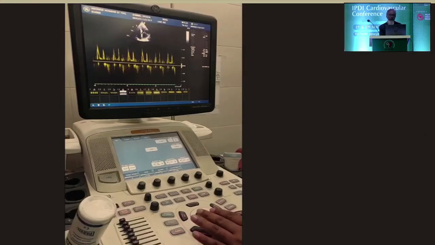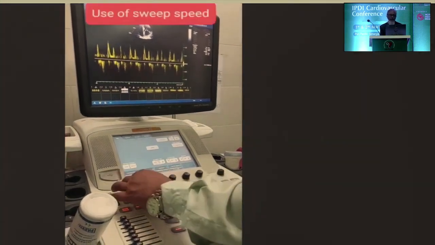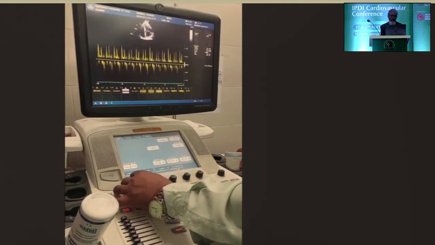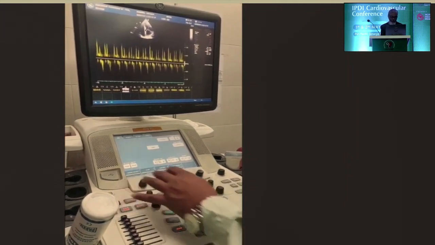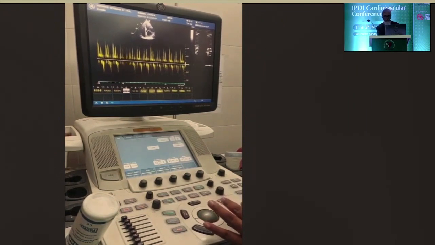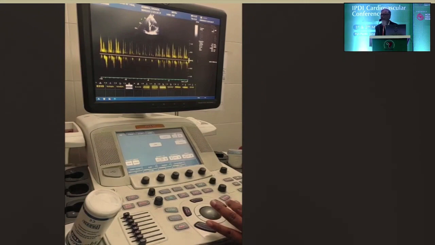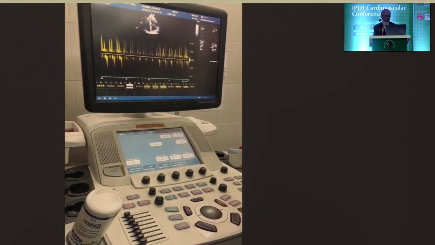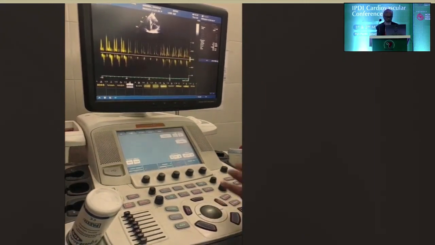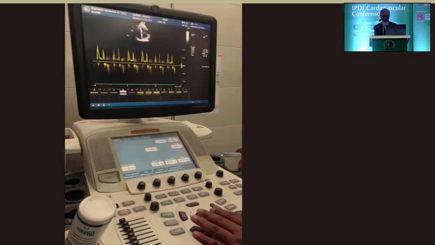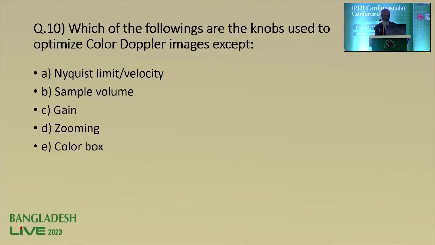Finally, sweep speed was shown by one of our students. Sweep speed was manipulated to see the effect of respiration on mitral inflow. I'm not going to show you much.